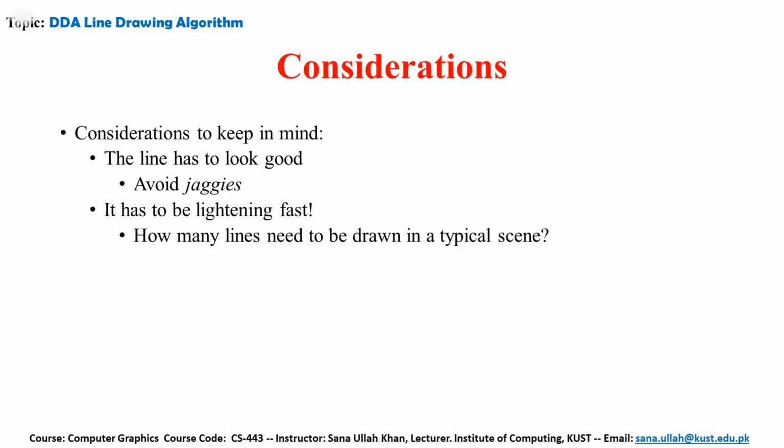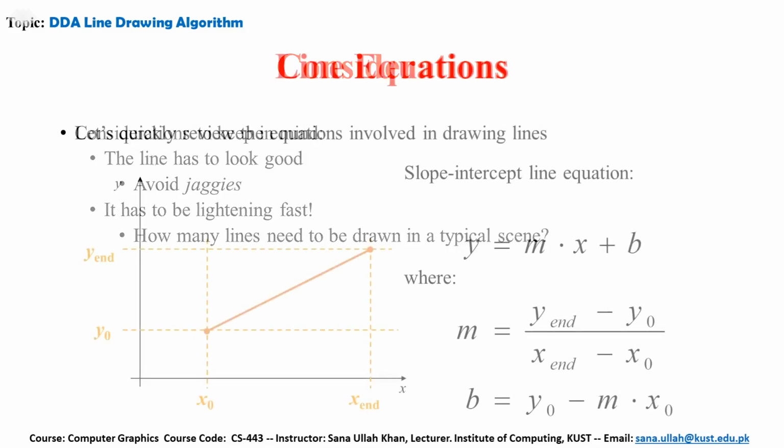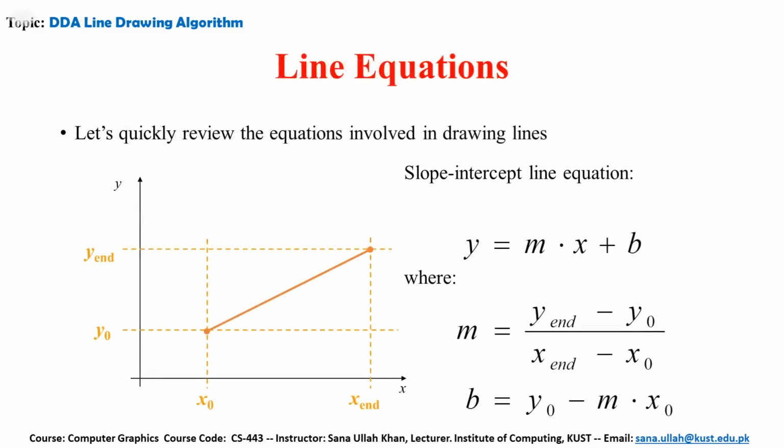It has to be lightning fast. How many lines need to be drawn in the typical scene? So we know about the line equation.